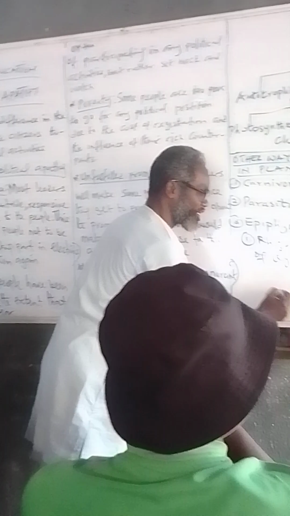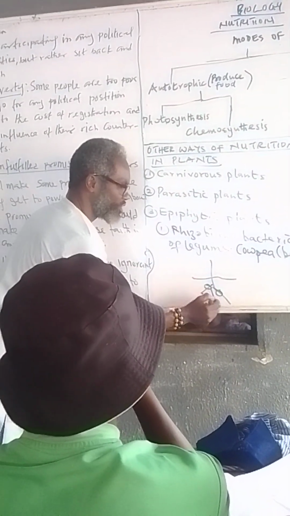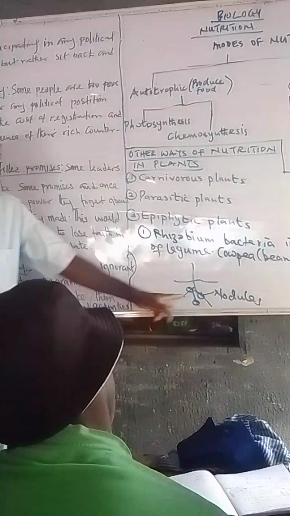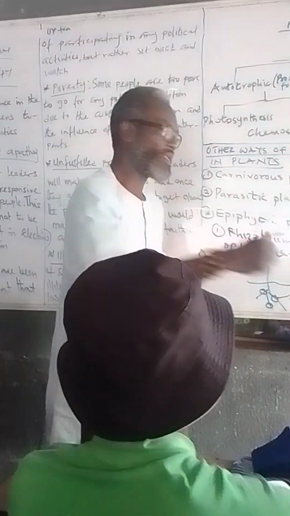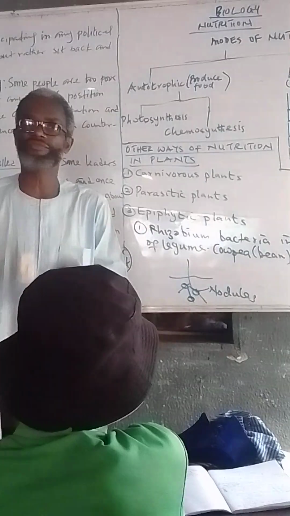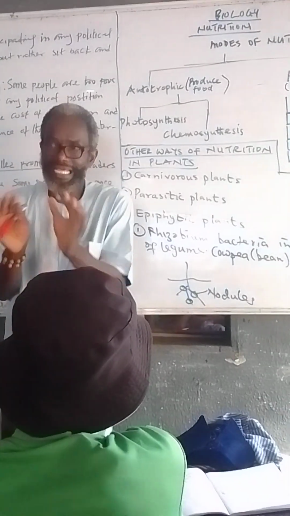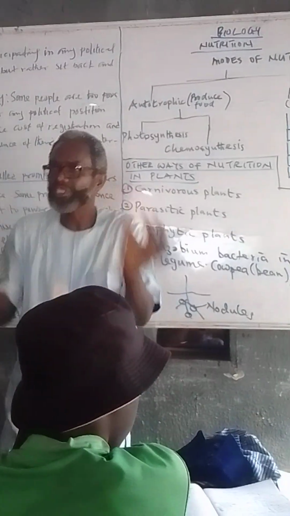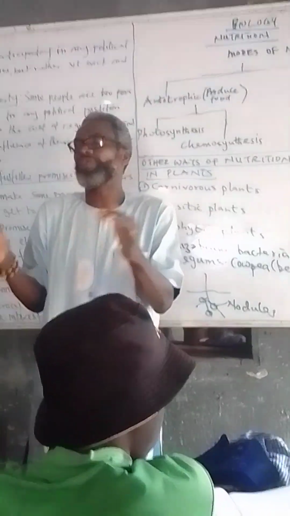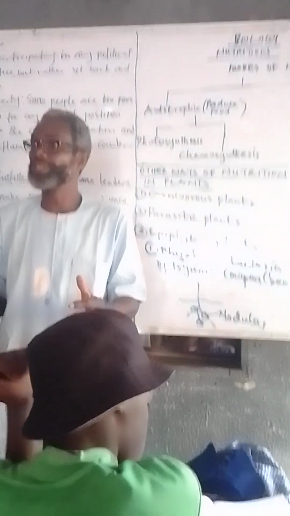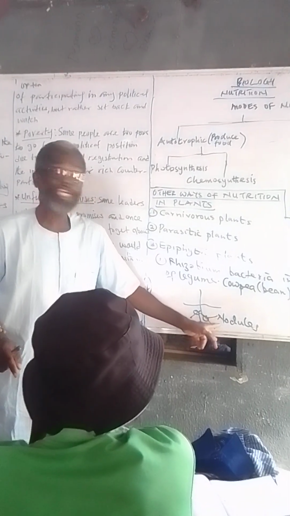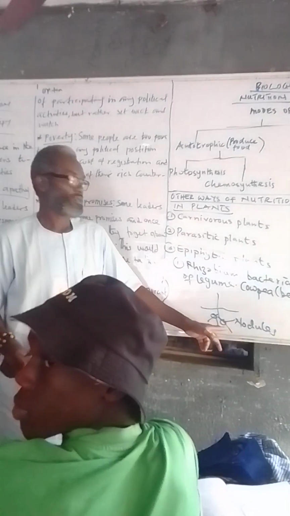So, there's a relationship in the roots of the legumes, where we have the root nodules. Inside these nodules, you have rhizobium bacteria living inside. The plant helps to protect and house the bacteria. The bacteria lives there comfortably and conveniently. Are you with me?